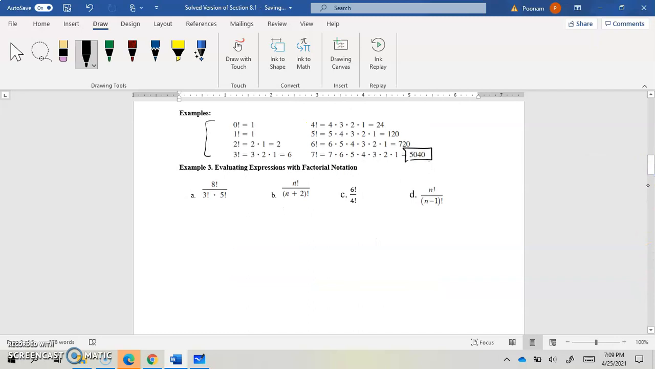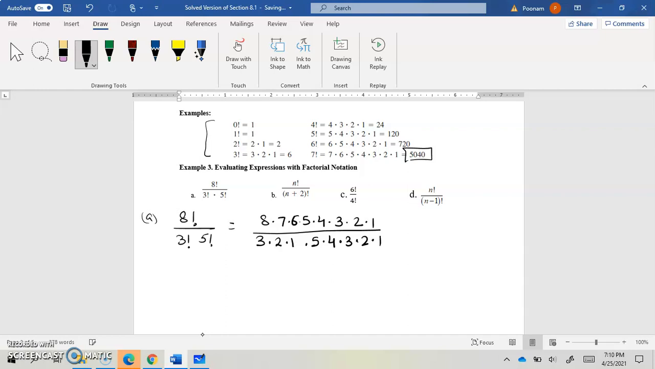Let's do some examples. Part A: 8 factorial divided by 3 factorial times 5 factorial. I'm going to show you two methods. One is just to expand it: 8 times 7 times 6 times 5 times 4, and so on. That is 8 factorial. 3 factorial is 3 times 2 times 1. 5 factorial is 5 times 4 times 3 times 2 times 1. Now 3 cancels, 2 cancels, 5 and 4 cancel, 3 times 2 is 6 cancels. So we are left with 8 times 7, that is 56. So the answer to the first part is 56.